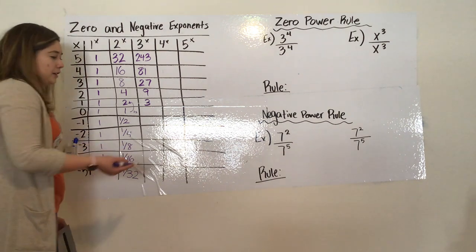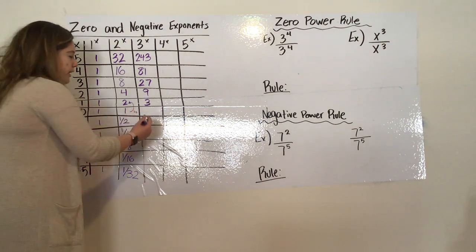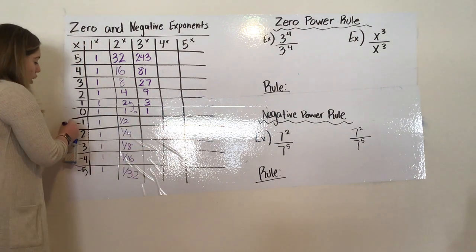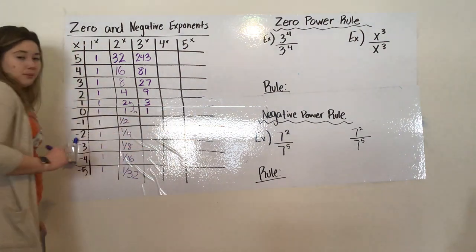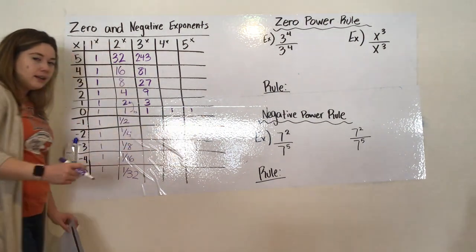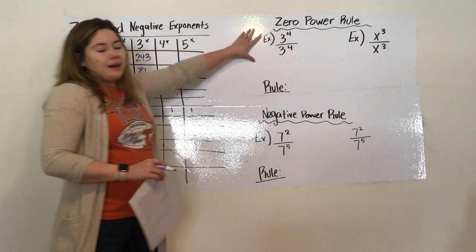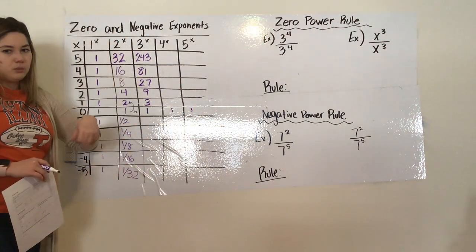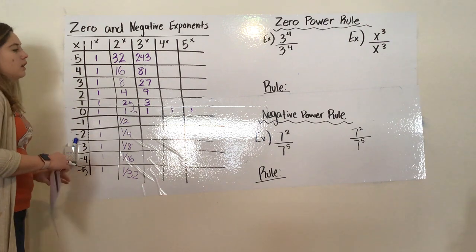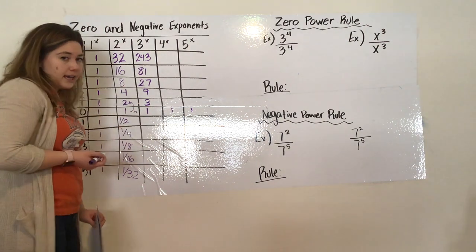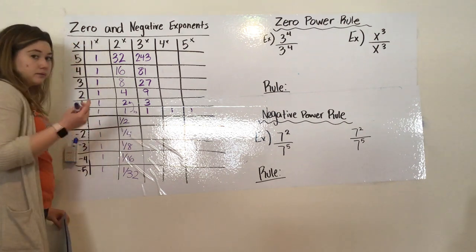So now let's fill out the negatives again. Same pattern. What times 3 gives me 3? It's going to be 1. And we kind of talked about this already: in your zero column, when x is 0, all of them are 1. When we get to the zero power rule, we're going to explain exactly why it is always 1 as well. And if we continue this pattern down to the negatives, what times 3 is going to give me 1?